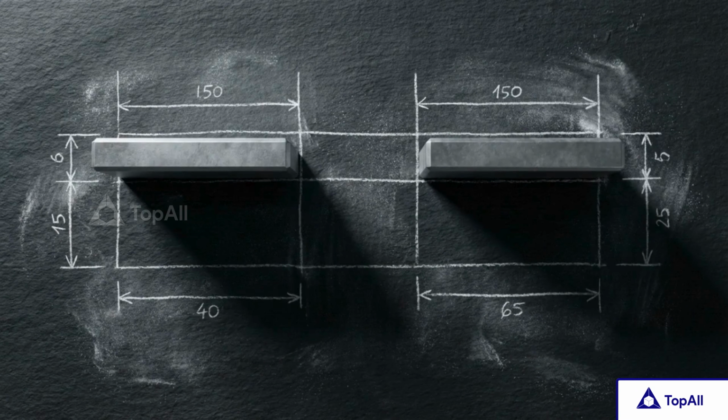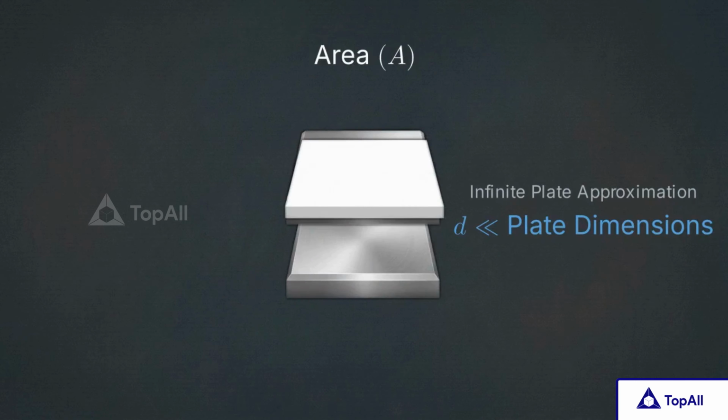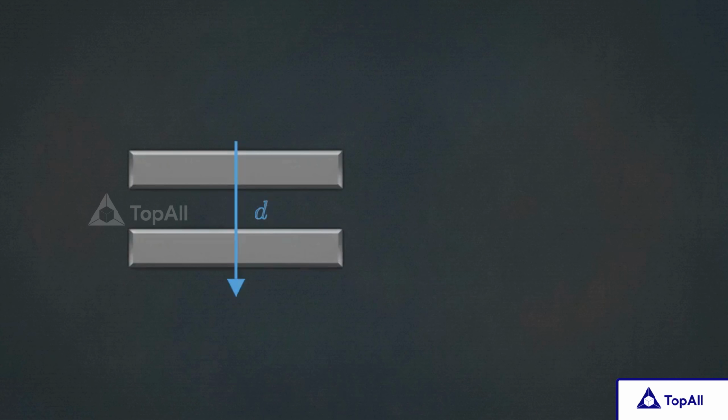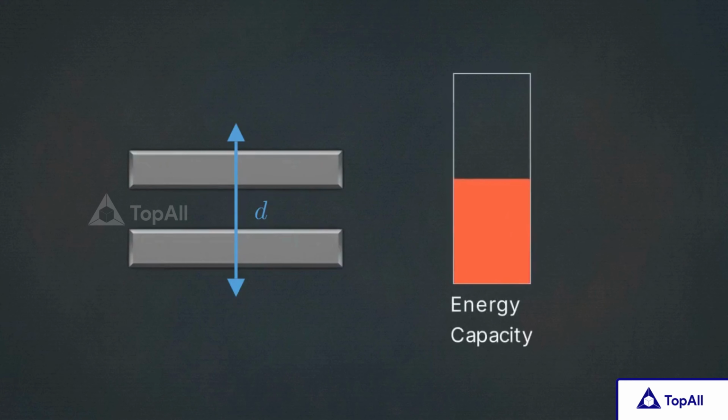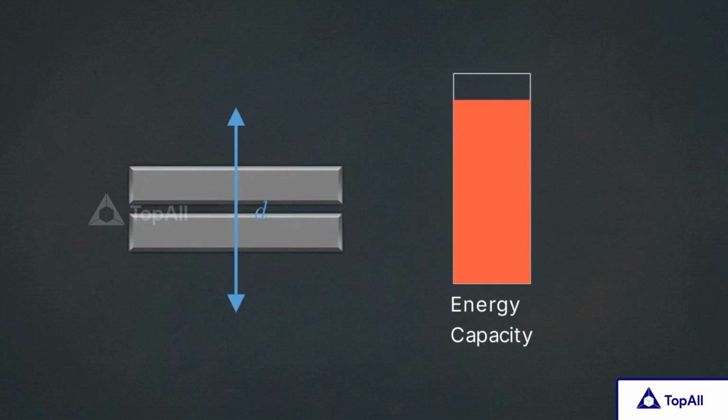To understand how this device works, we only need to look at two physical dimensions. The first is area, which we'll call capital A. For our model, we assume the distance between the plates is much smaller than the dimensions of the plates themselves. That brings us to our second variable, separation, or lowercase d. The ratio between the surface area and this gap determines exactly how much energy the system can hold.